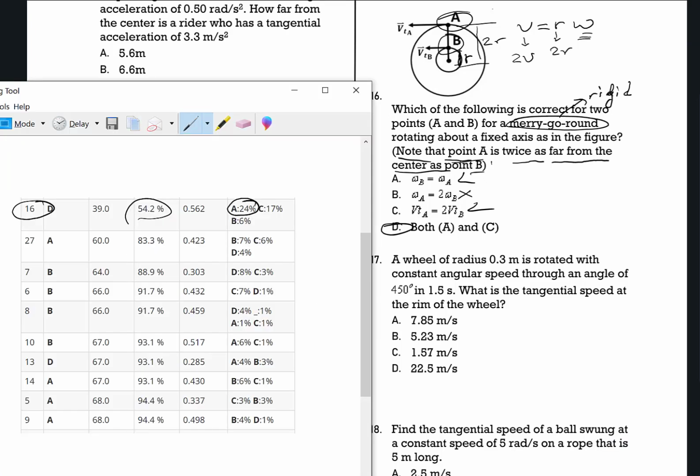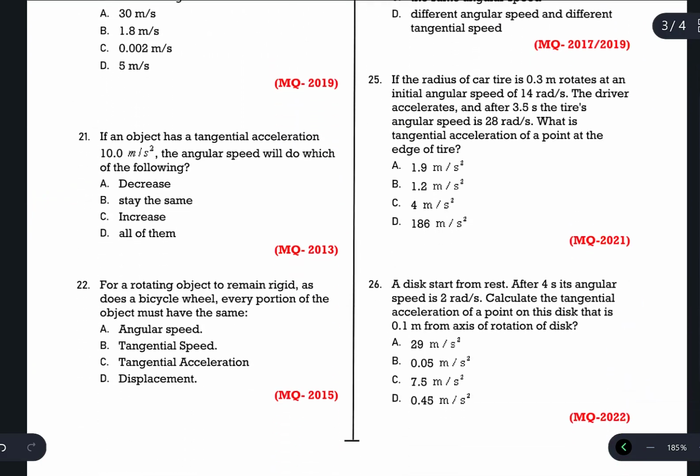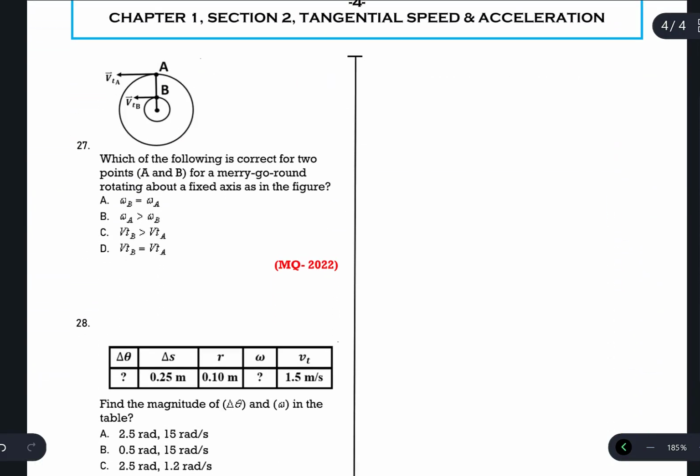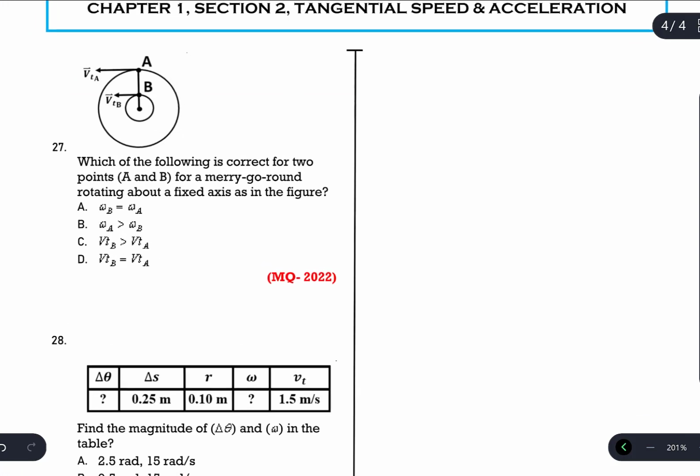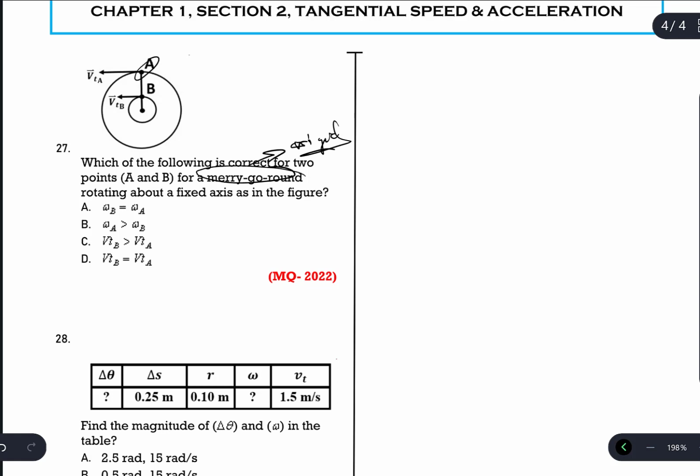The next mostly incorrectly answered question is 27, which is one of the ministry questions of 2022. It's again about this picture. Which of the following is correct for 2 points A and B for a merry-go-round rotating about a fixed axis as in the figure? This merry-go-round is again a rigid object, and for a rigid object, every single point will have the same angular speed. That's why choice A is the correct answer.